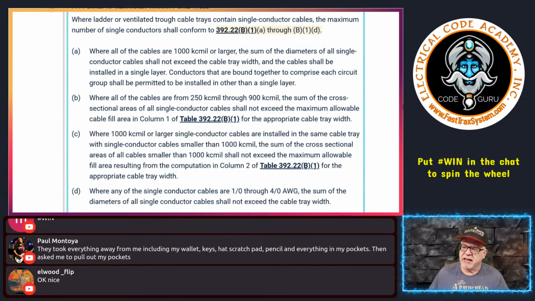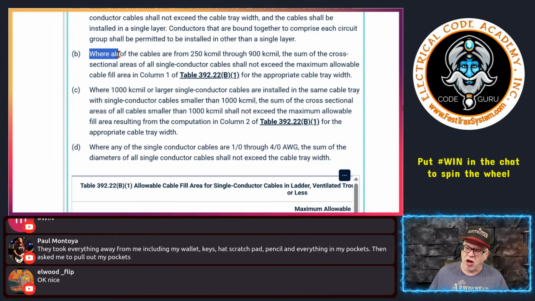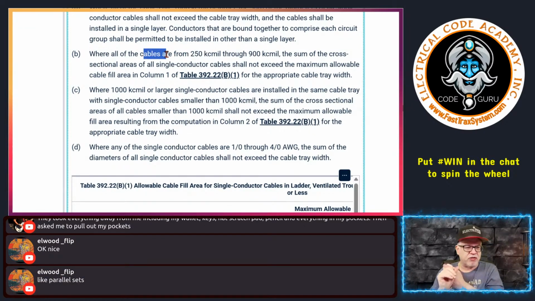Very simple. Next, B says where all the cables are from 250. Now, it keeps saying cables, by the way. Yes, Elwood, whether you're running parallels or triads, where you bring the sets together, that type of thing, it's okay. One layer if you're running them as single conductors. If you're grouping them in triads or quads, you can't be in one layer because one is going to be on top of the other. So this is just giving you that allowance to say it's okay.